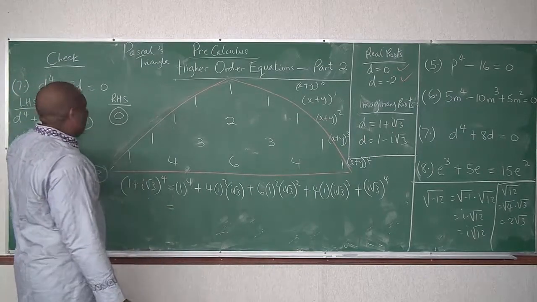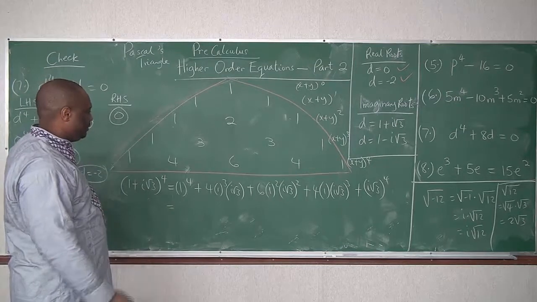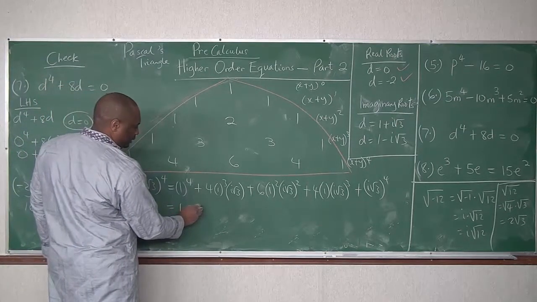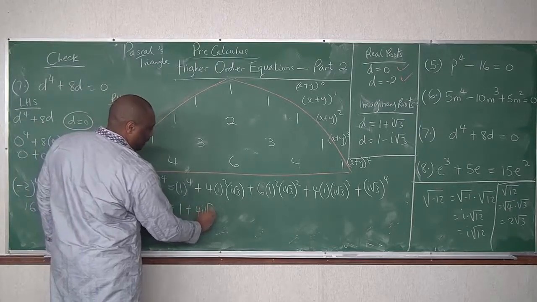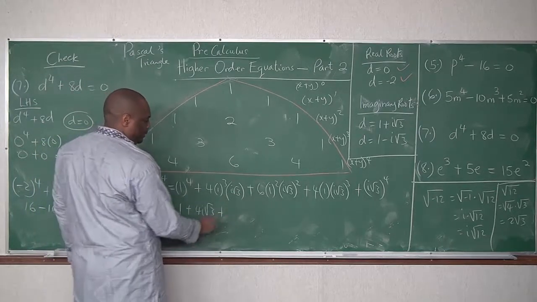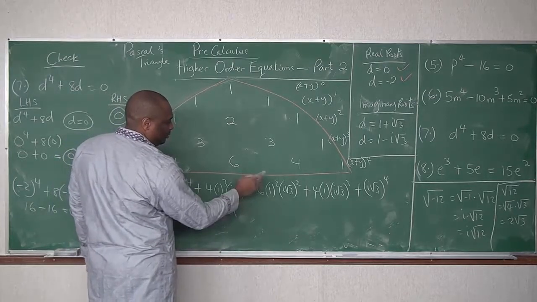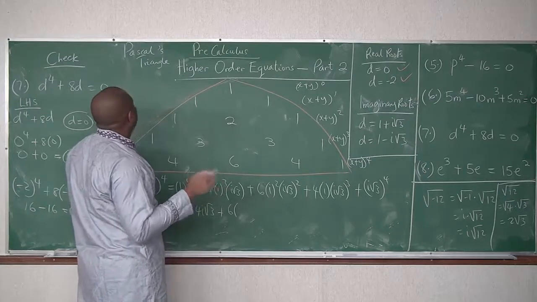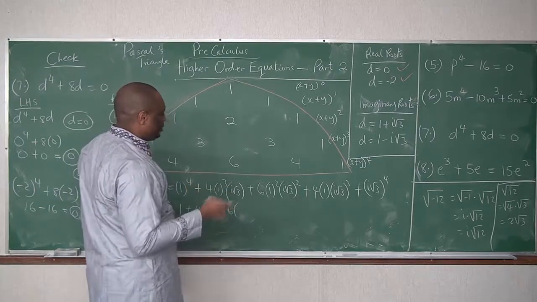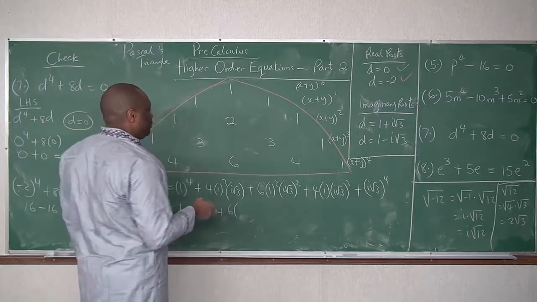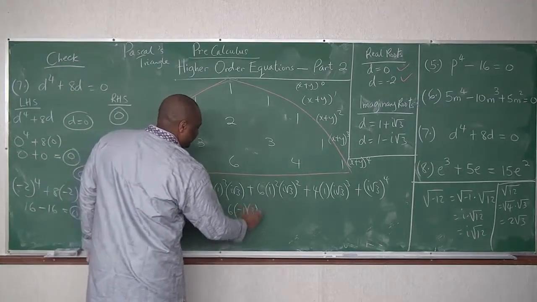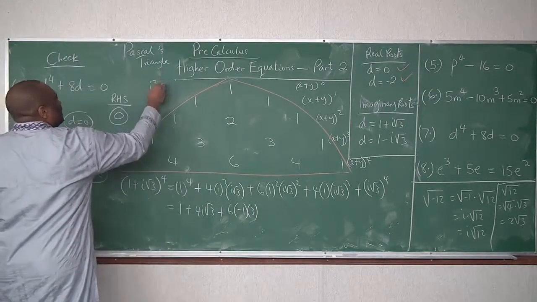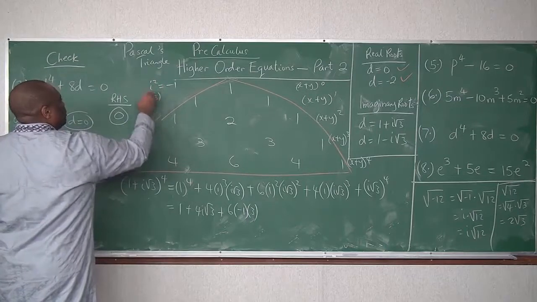Later I have to add this to 8 times d, but let's get this first, okay? This is 1 plus 4i root 3 plus 6 times, i squared is negative 1, I hope you know, and root 3 squared is 3. Negative 1, then times 3. i squared is negative 1, and root 3 all squared is 3.